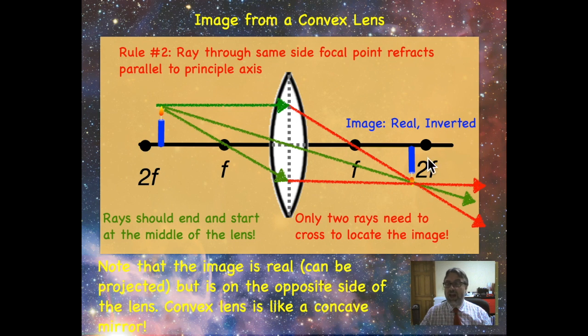Now, again, note that a convex lens is making a real image, and you might remember from spherical mirrors that a convex mirror made a virtual image. So a convex lens makes a real image like a concave mirror. So you can't use the words convex and concave to think about what kind of images are being made. It really just describes the shape. So what you need to remember is a convex lens acts like a concave mirror.